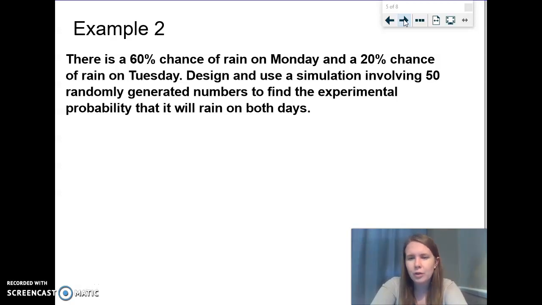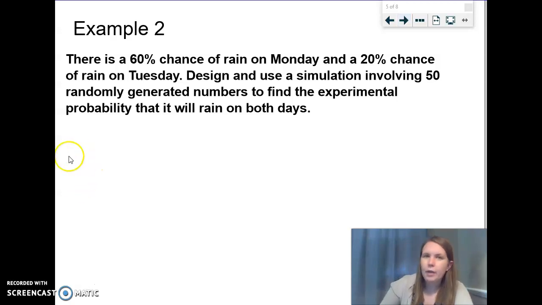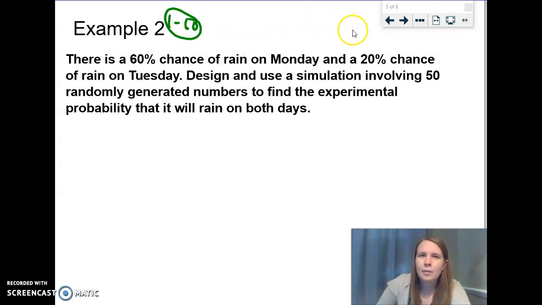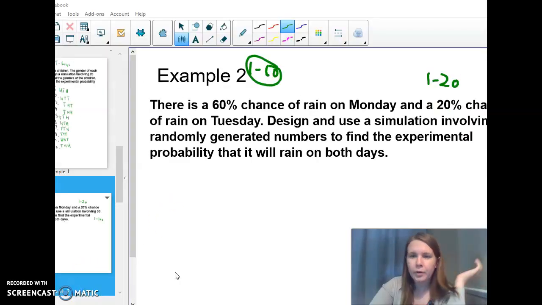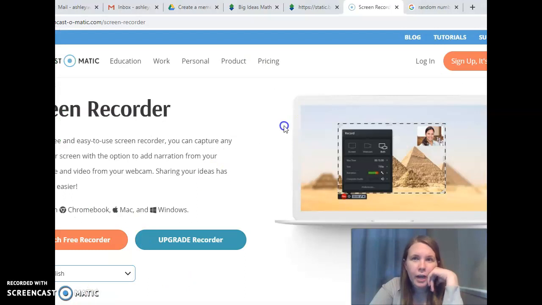Again, I'm going to try and Google and find a random number generator. If there's a 60% chance on Monday, we're going to say that any number between 1 and 60 would result in rain on Monday. Okay? Any number then, if there's a 20% chance, we're going to say, because we're going to set our numbers up from 1 to 100, because that's going to be helpful with my percentage here. So then for Tuesday, the chances of rain is going to be anywhere from 1 to 20. Okay? So give me a minute, I will find a random number generator. Alrighty, when I looked to find a random number generator, I actually found one right away.